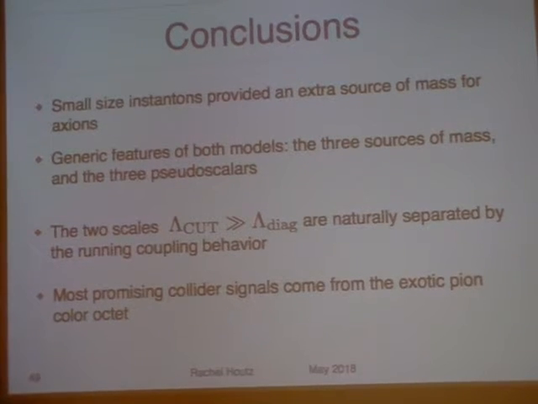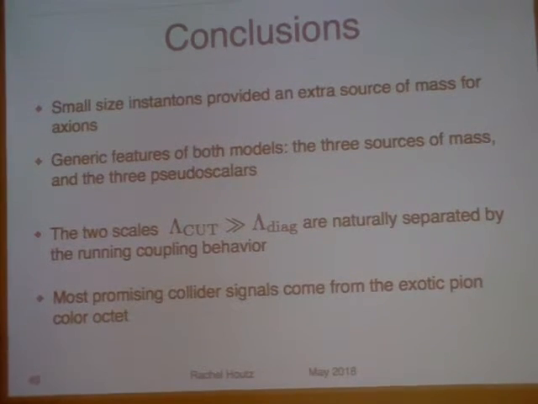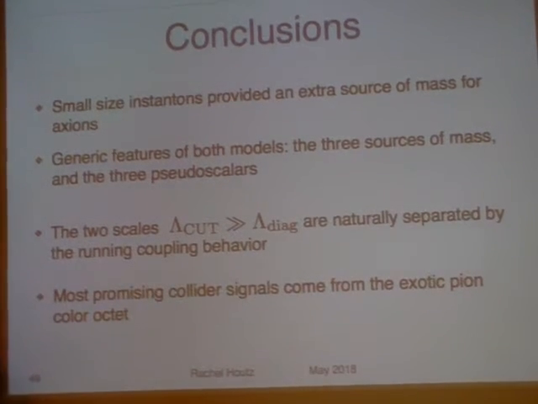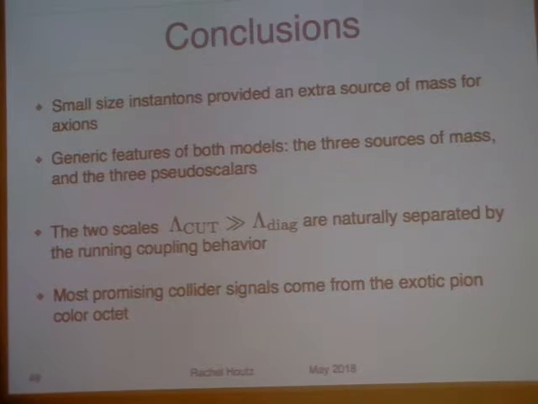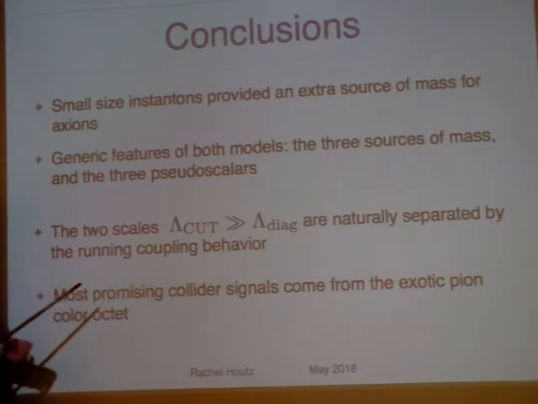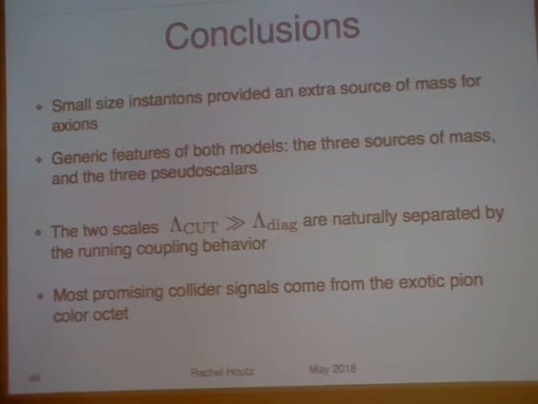And then in conclusion, small size instantons provide an extra source of mass for the axions. A generic feature of both models is that there are 3 sources of mass for the 3 pseudoscalars, so we're able to push all the axion masses up. And the two scales, lambda cut and lambda diag, are naturally separated by the RG flow of the couplings. So that's nice, because we get some pheno advantages and some lack-of-tuning advantages. The most promising collider signals so far come from exotic pion color octet searches, and we're still working on the triplet pheno. So thank you very much.